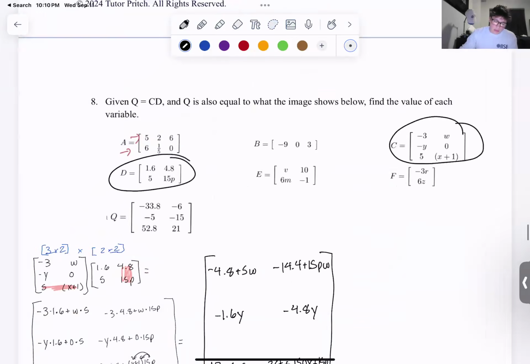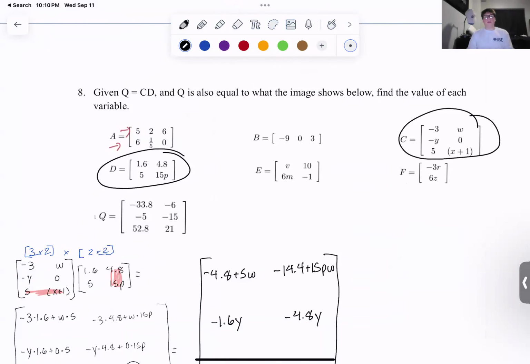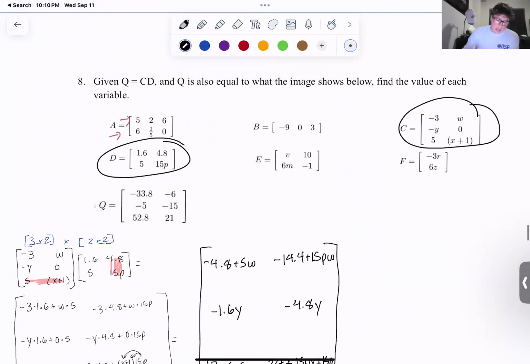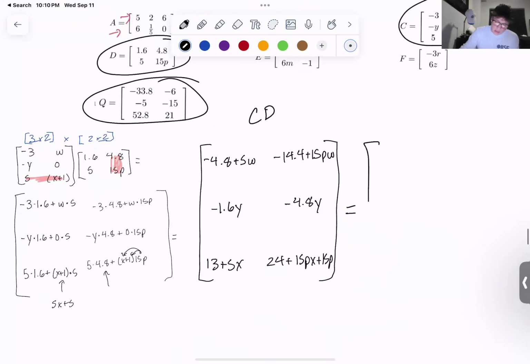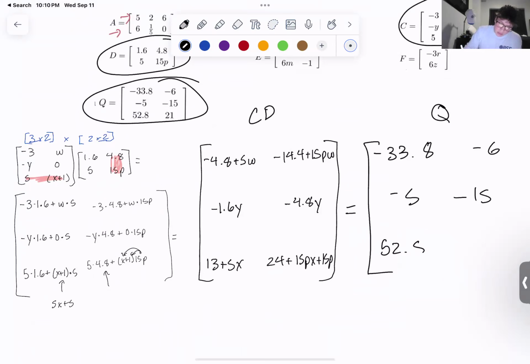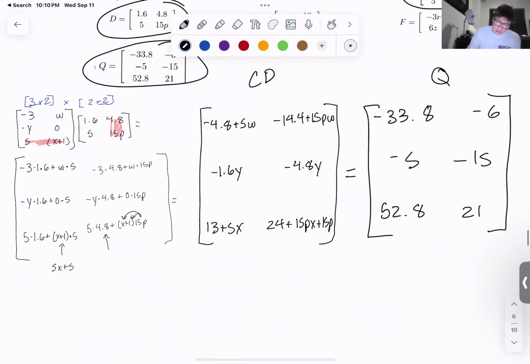So now remember, we just completed the first part of the question, but we still have another part. Q equals CD. So this right here is CD, which is equal to Q, which is that right there. So this is equal to negative 33.8, negative 6, negative 5, negative 15, 52.8, and 21. And now you're going to be asked, find the value of each variable.